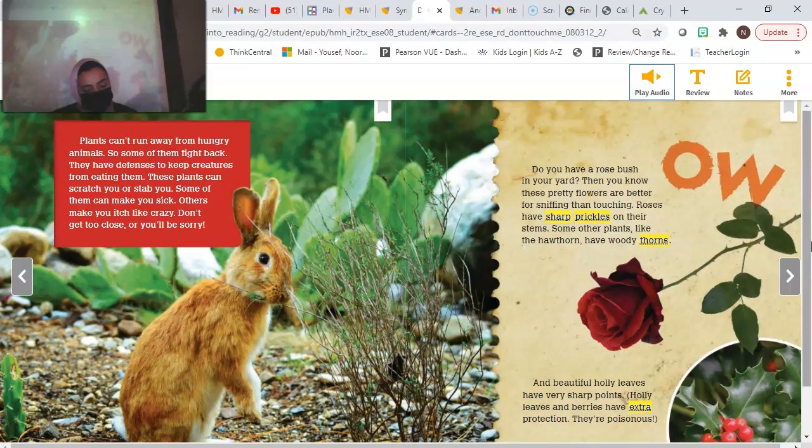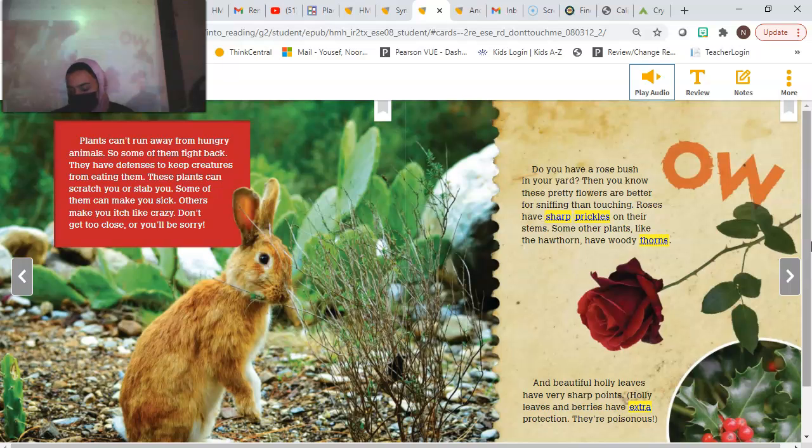There are many important ideas about plants on this page. Plants protect themselves because they can't run away from hungry animals, can they? I learned that some plants protect themselves by scratching or stabbing you. Ouch, that must hurt. Other plants make you sick or itch. I wonder how they do that. I think the author is going to explain how plants protect themselves.